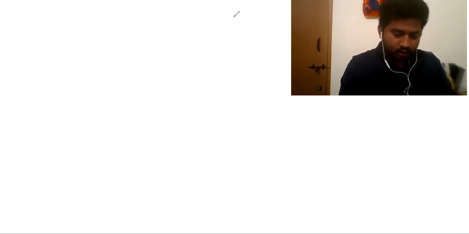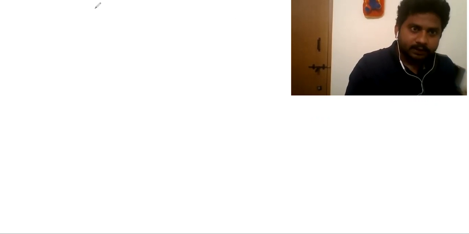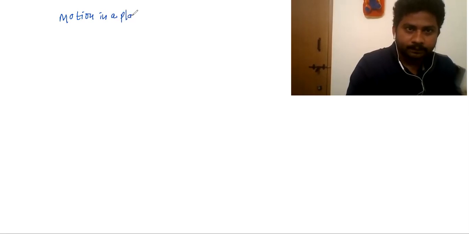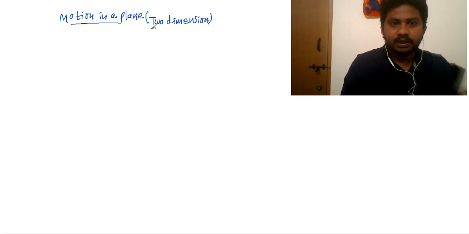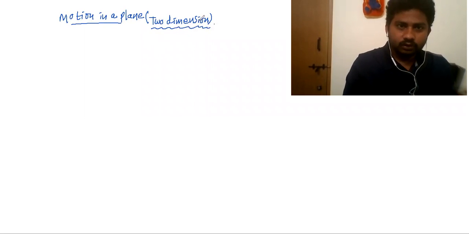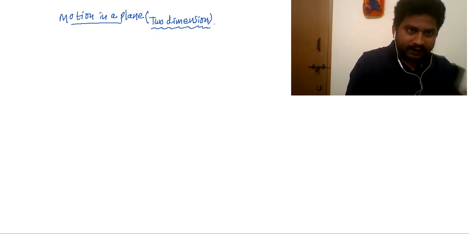Now let's start the new chapter. The name of the chapter is motion in a plane. And this motion in a plane is also called motion in two dimensions, my dear students. Motion in what? Motion in two dimensions. So I have given a simple introduction about two dimensions in the previous classes as well.